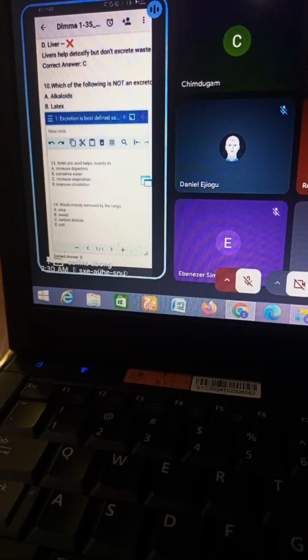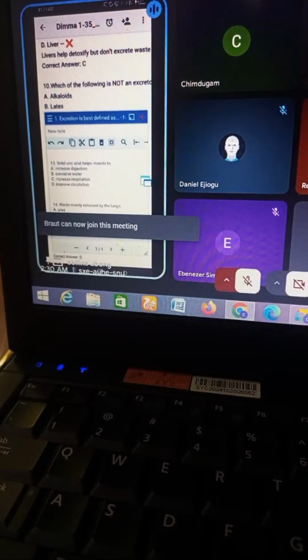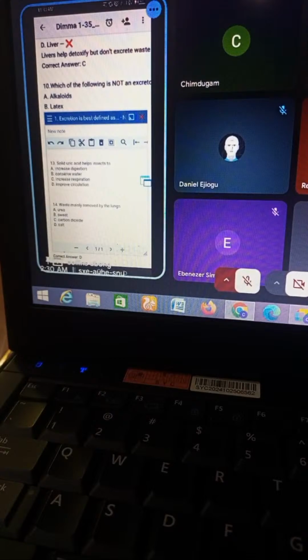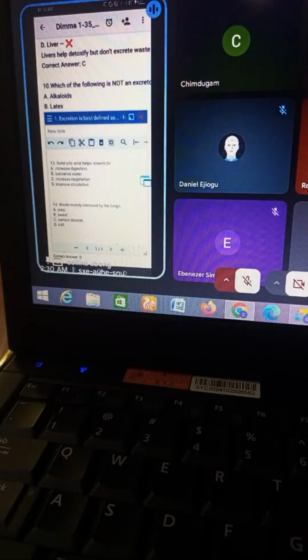Number 13, solid uric acid helps insects to A, increase digestion, B, conserve water, C, increase respiration, and D, improve circulation. What do you think the answer is? Improve circulation. No. Conserve water. When I was explaining, I said something about conservation of water. Conservation of water is the main essence of that uric acid.